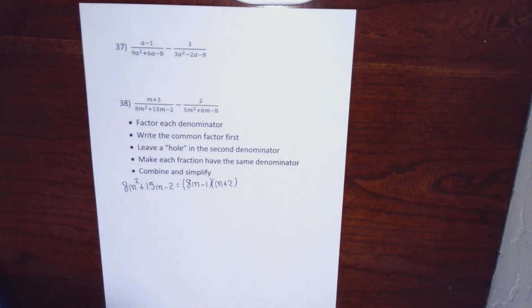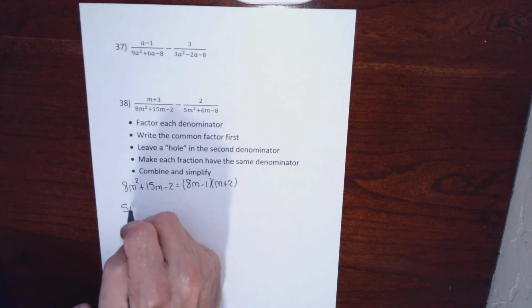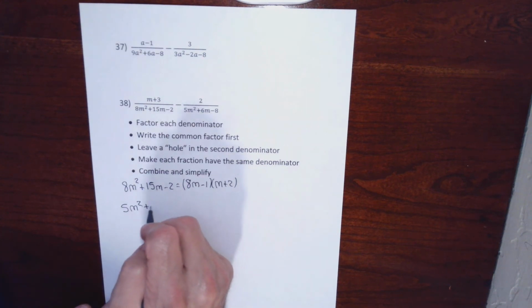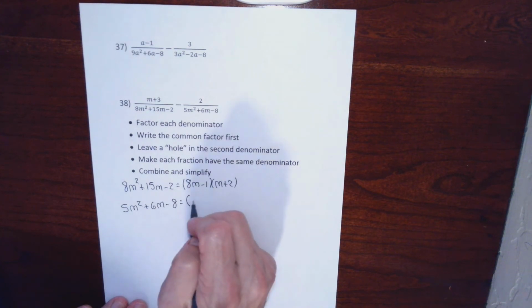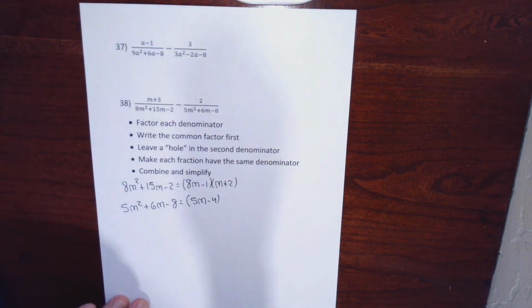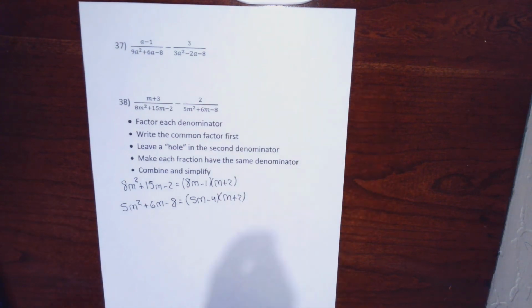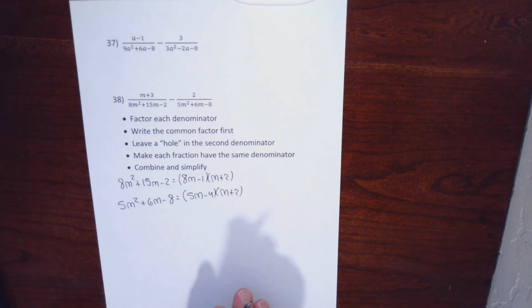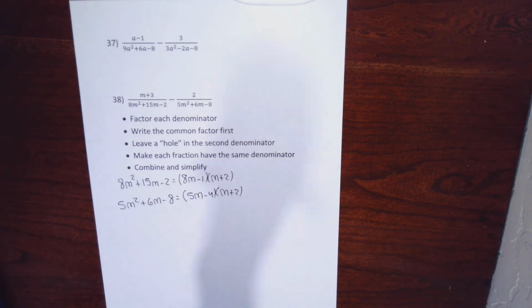And then the second denominator of 5m squared plus 6m minus 8 is going to factor into 5m minus 4 times m plus 2. That would take me about 8 minutes to do in the video, and I just don't want to make the video that long, but I want to do another problem. So you would have to rewrite this as 4 terms factored by grouping.